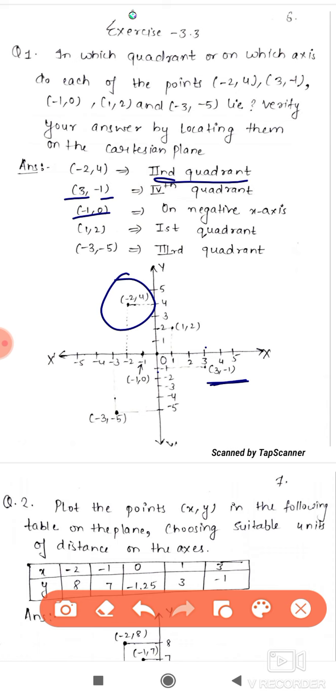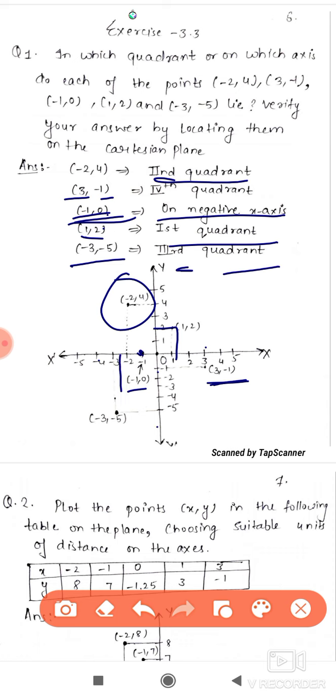(-1, 0). Minus 1 comma 0 means it is nowhere on the y-axis. We are talking about the x-axis, so (-1, 0) is this point, on the negative x-axis. Fine. (1, 2) means positive, positive, so it is in the first quadrant. At x it is 1, at y it is 2, so we have drawn it over here. Minus 3 comma minus 5 means x is negative, y is negative, so it will be in the third quadrant. At x it is -3 and at y it is -5, so we have drawn it over here. Fine.